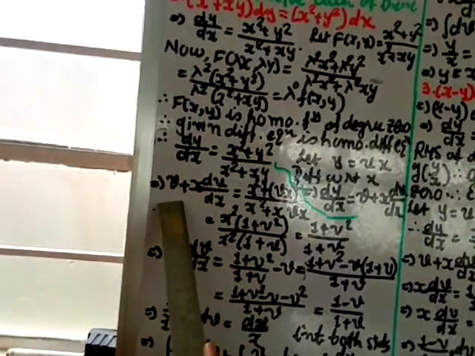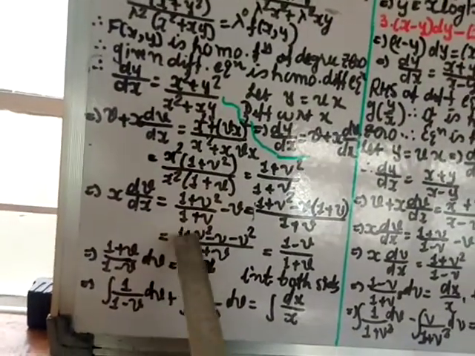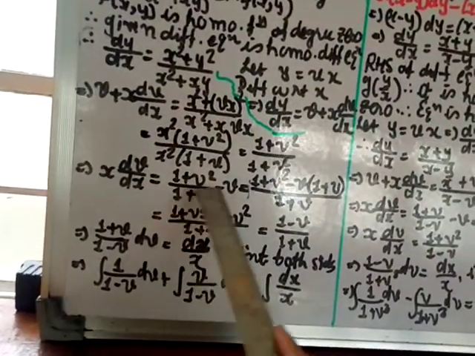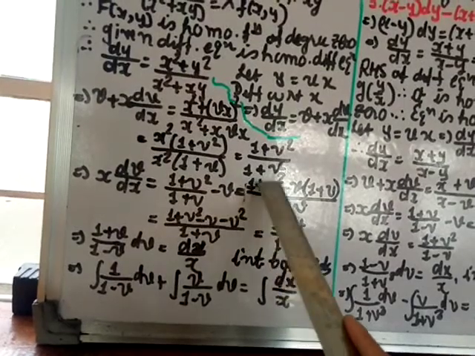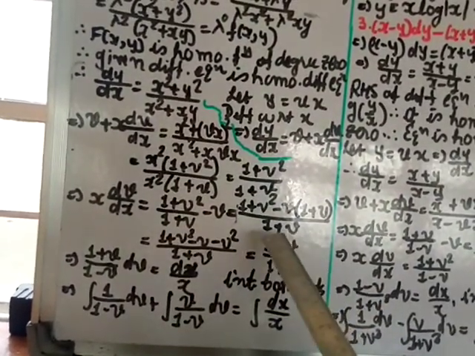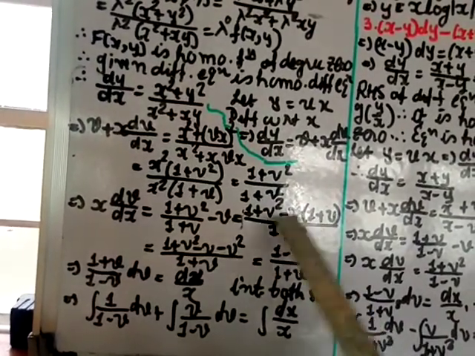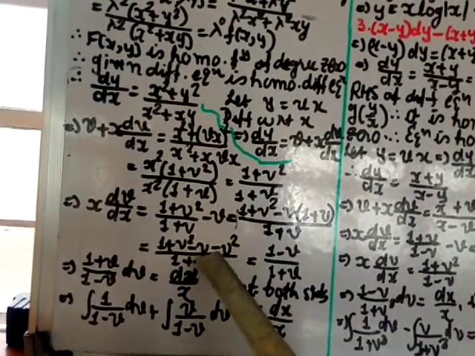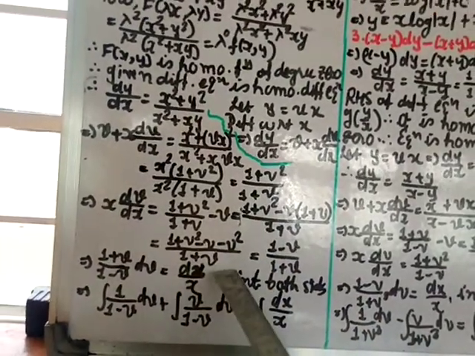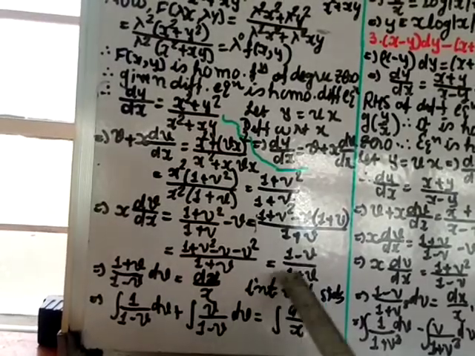Now here this v is there, you transfer it over here, you get minus v, and here remains x dv by dx is equal to (1 plus v square) divided by (1 plus v) minus v. Take the LCM here: 1 plus v square minus v, this you multiply, (1 plus v) into v, divided by 1 plus v. This you open, so here 1 plus v square as it is, minus v into 1, minus v into v, square divided by 1 plus v. The v square and minus v square cut, you get (1 minus v) divided by (1 plus v).